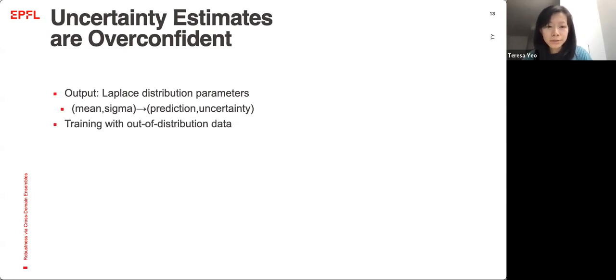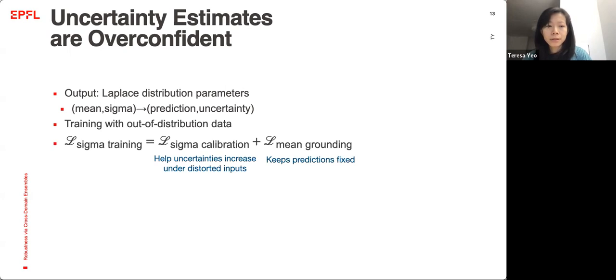So to calibrate the uncertainties, we propose an additional training stage that we call sigma training. In the first stage, we train a network with likelihood loss to predict mean and sigma. And in this additional stage, we feed the network with out-of-distribution inputs. We train with 2 loss terms in this stage. The first term helps sigma to increase when faced with out-of-distribution data, and the second term helps to keep predictions fixed.